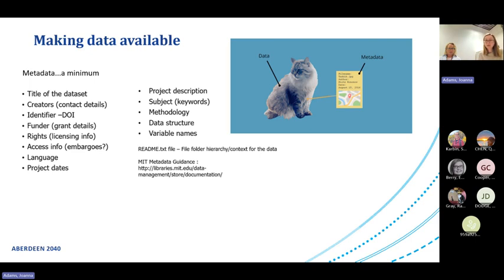So most repositories will let you include embargoes if you don't want your data to be immediately available. Information about your project and funder, and subject, things like subject keywords are really useful, and they can be specific to your subject or more general, which would create more access.